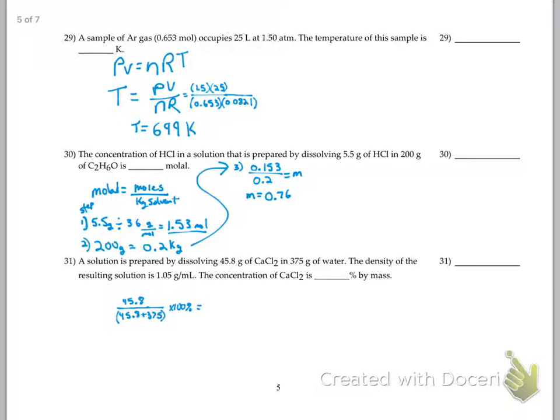Looking at this question, we have 45.8 grams of the solute and 375 grams of the solvent. When we add those together, we get the mass of the solution. So when looking for percent by mass, we're looking at the mass of the solute divided by the total mass of solution, the combination of the two, times 100%. That will equal 10.8% by mass.